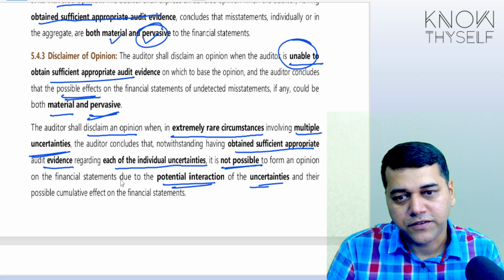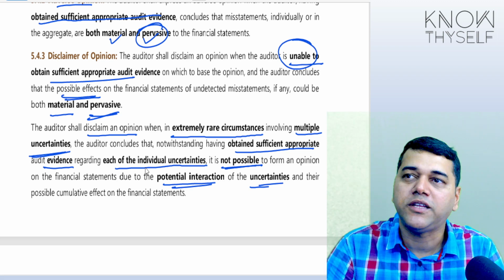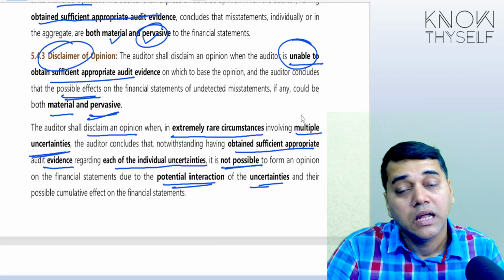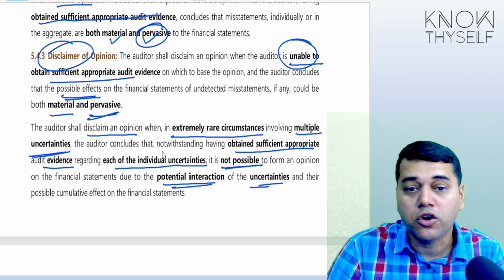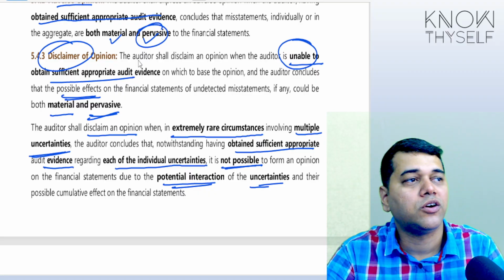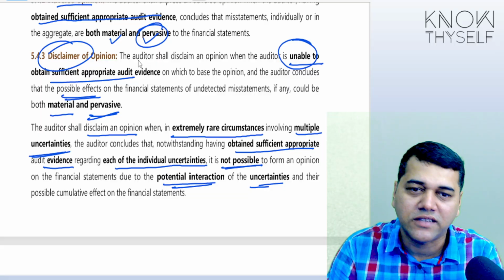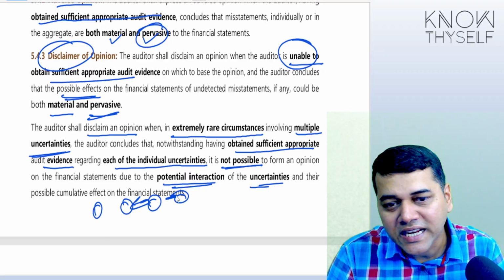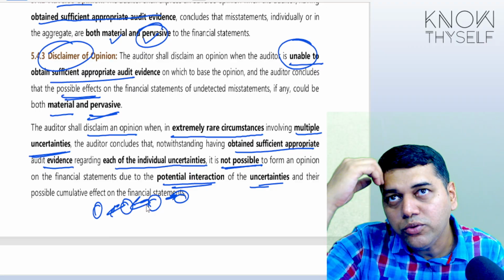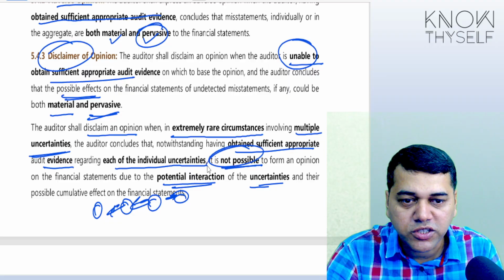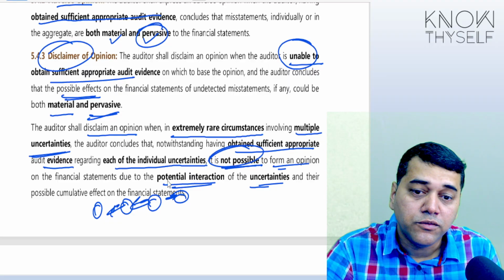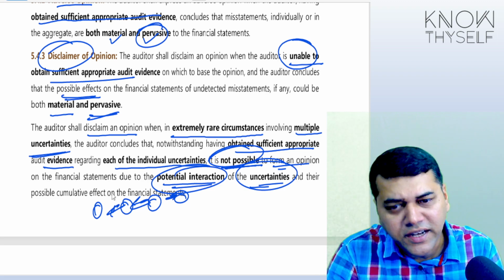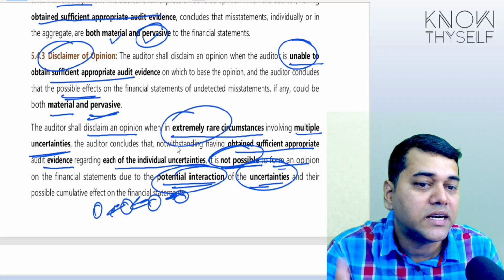First, if you don't know anything about that financial statement and you have been prevented from obtaining evidence, yes, you give a disclaimer of opinion. But sometimes you saw that the debtors have gone for a toss, your registered sales have gone for a toss, your fixed assets are there. Individually you got evidence, but how they are going to interact with each other, you are not able to imagine. So it is not possible to form an opinion, considering the potential interaction of the uncertainties. You didn't get evidence, you got evidence. That's what they say. This happens in extremely rare circumstances.